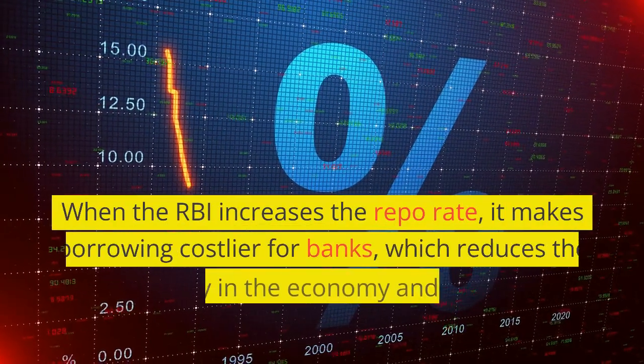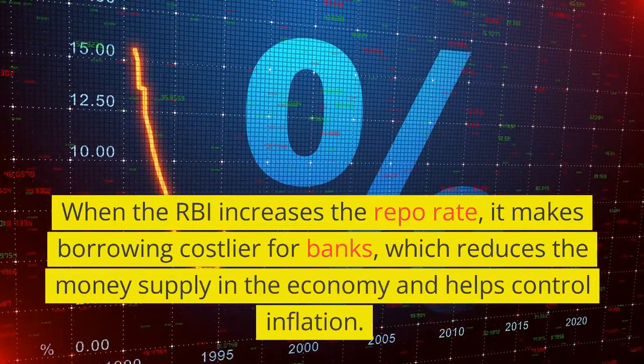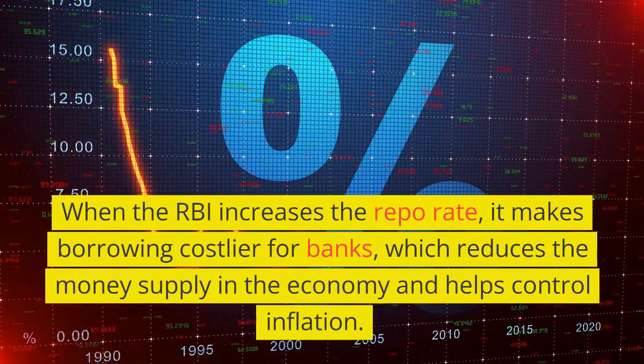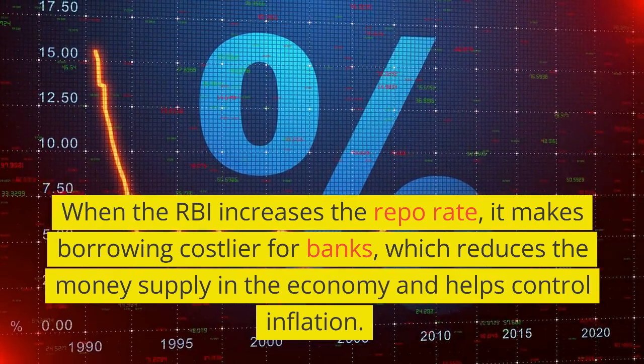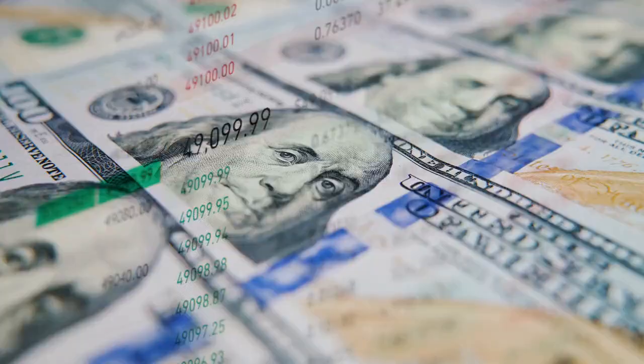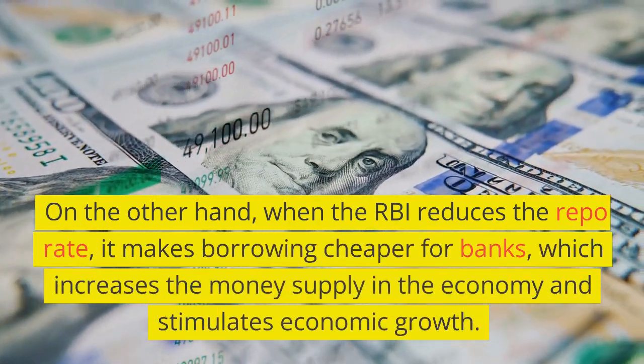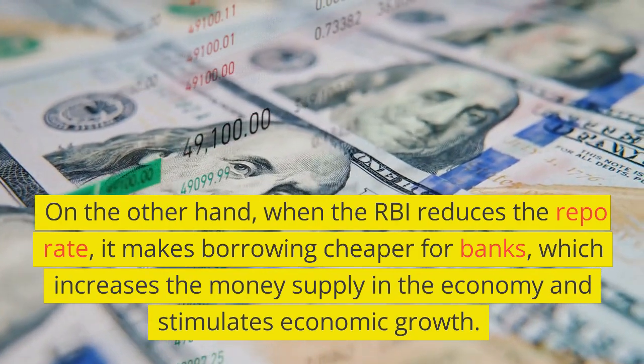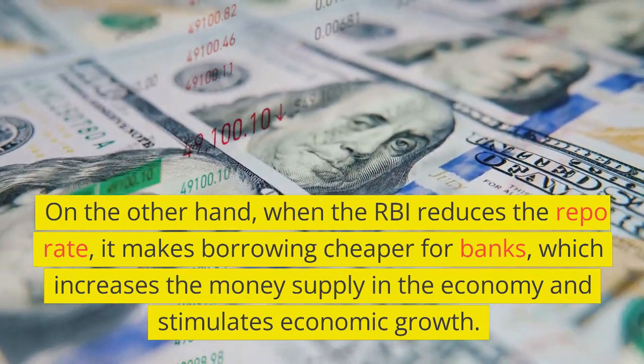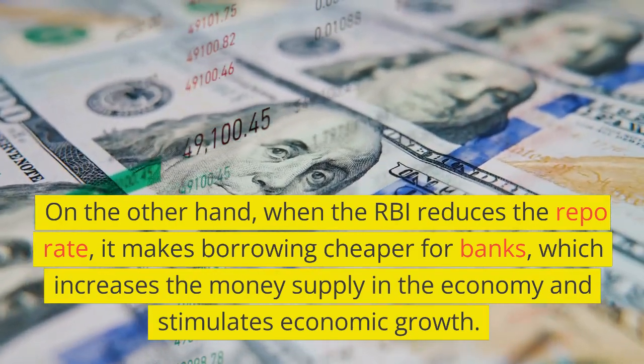When the RBI increases the repo rate, it makes borrowing costlier for banks, which reduces the money supply in the economy and helps control inflation. On the other hand, when the RBI reduces the repo rate, it makes borrowing cheaper for banks, which increases the money supply in the economy and stimulates economic growth.